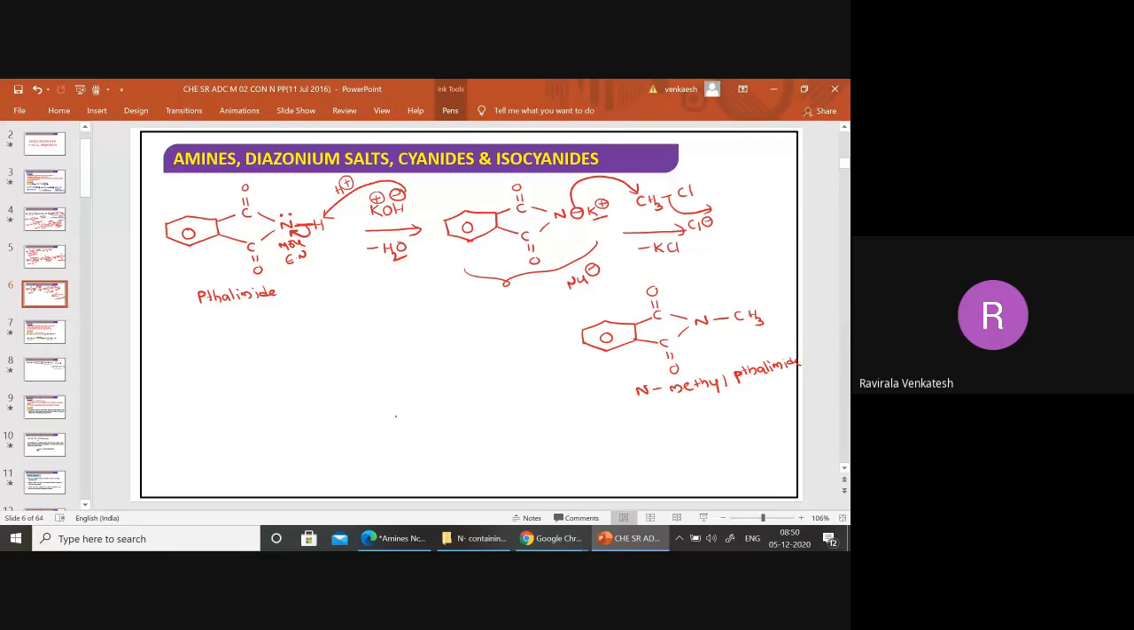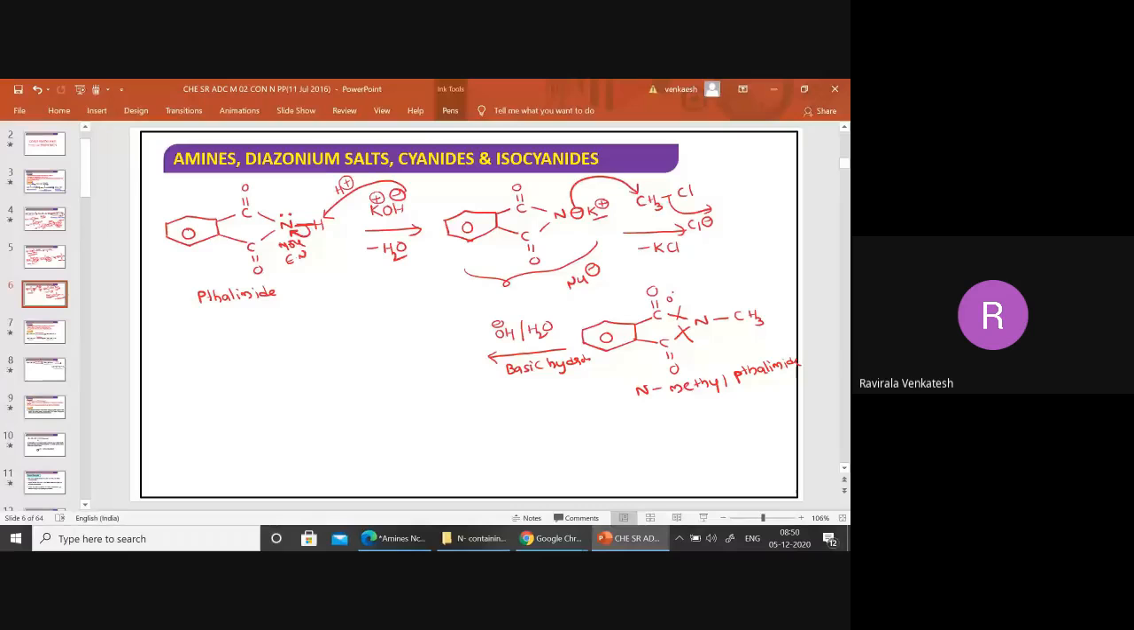N-methyl toluene. Next, finally, we are using basic hydrolysis, OH minus in the presence of water. Basic hydrolysis we are doing. Now, what happens here? We have to break the bond. Carbon has positive character, nitrogen has negative character. Now break the bond here.